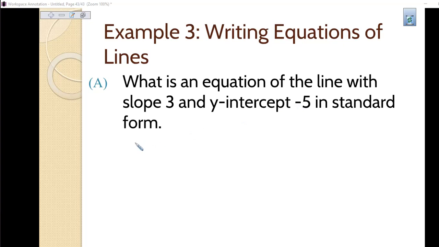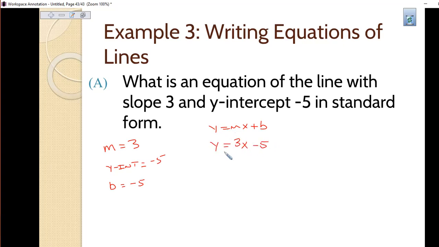So this is what they wanted. To start off, we're going to have to look at what we're given. We're given the slope, and we're given the y-intercept. Now, the y-intercept, the way to write that, we call that the b. So b is equal to negative 5. That means we're going to use y equals mx plus b. So we start by plugging our numbers in. 3 for our m, negative 5 for our b. This is in slope-intercept form.